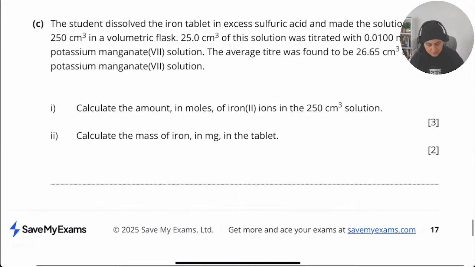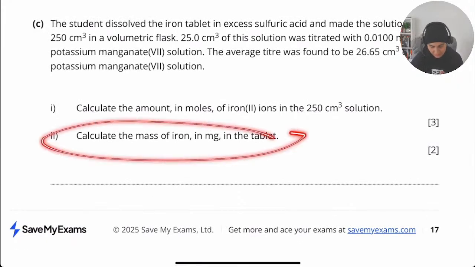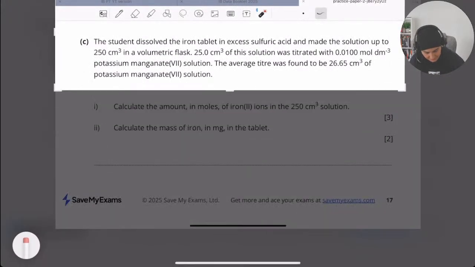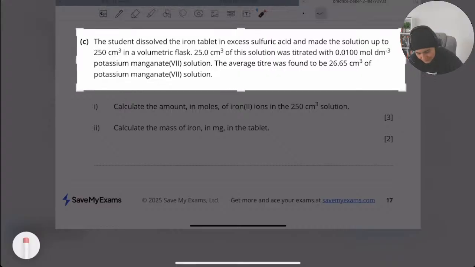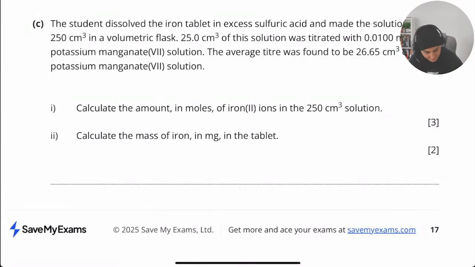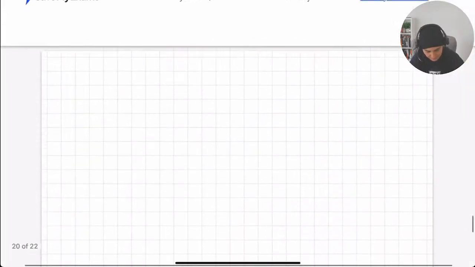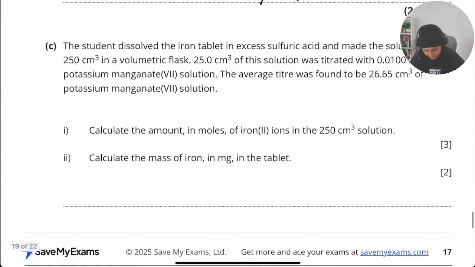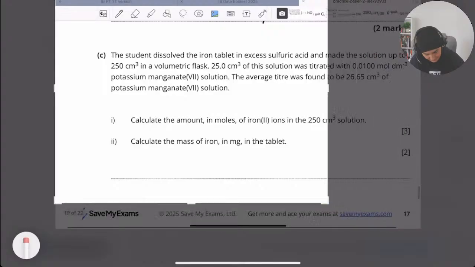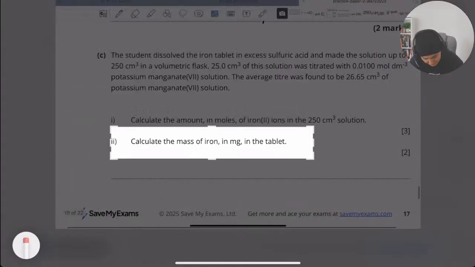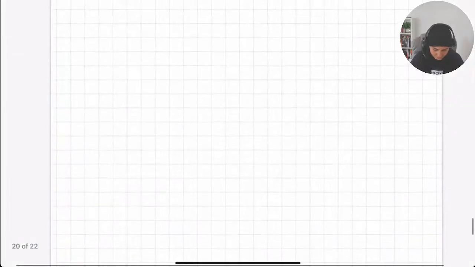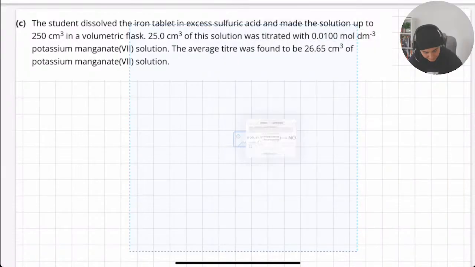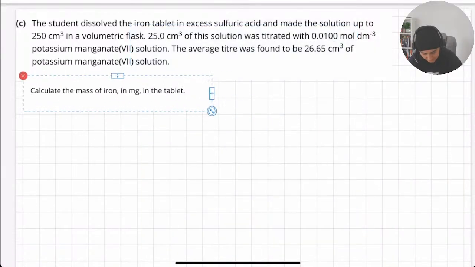I will just answer this last question. Calculate the mass of iron in milligrams in this tablet. Let me copy this. And we'll just solve it as if it was one step. Okay, let's see. Can I do that? Yes, and I'll also copy the question, calculate the mass of iron in milligrams. But of course, the first question we would solve as we are trying to find the answer. Yes, okay, that's the question.